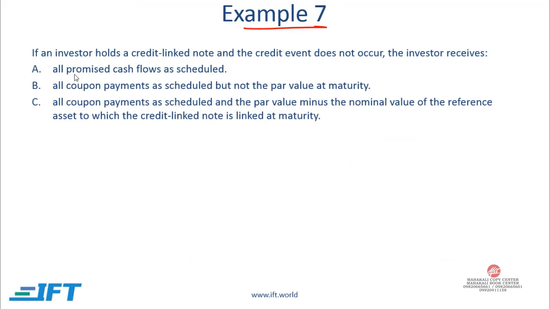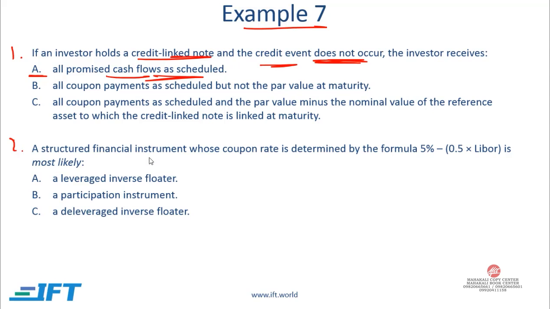Now let's look at example 7 from the curriculum. If an investor holds a credit-linked note and the credit event does not occur, the investor receives, and here the correct answer is A. So if the credit event does not occur, the investor gets all the promised cash flows as scheduled. Now, as I mentioned earlier, with a credit-linked note, these cash flows are likely to be higher than an otherwise similar regular bond because the investor is taking credit risk. Here the investor got lucky and the credit event did not happen, so he will get a relatively high return.